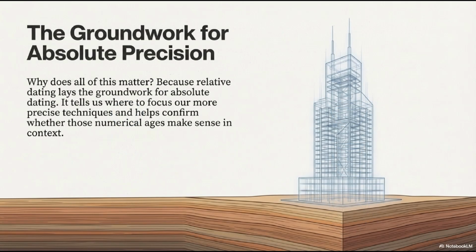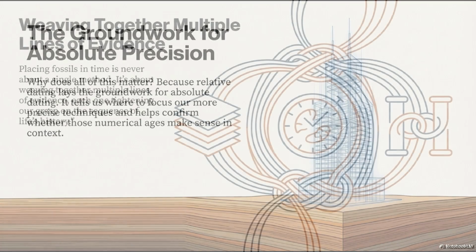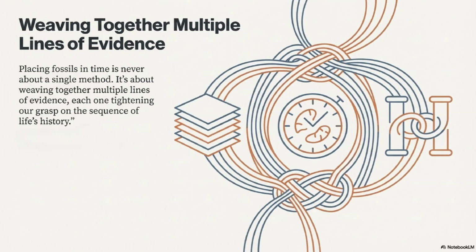Now, why does all of this matter? Because relative dating lays the groundwork for absolute dating. Before we measure isotopes or calculate decay rates, we need to understand the basic order of events. Relative methods tell us where to focus our more precise techniques and help confirm whether those numerical ages make sense in context. As we move forward, keep in mind that placing fossils in time is never about a single method.